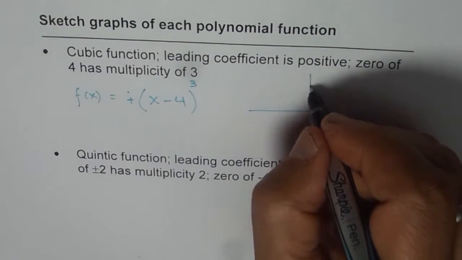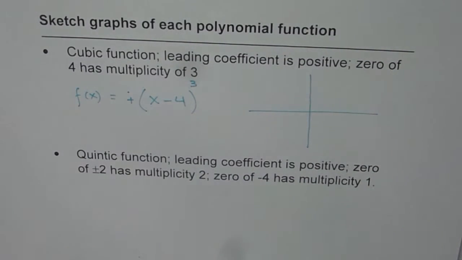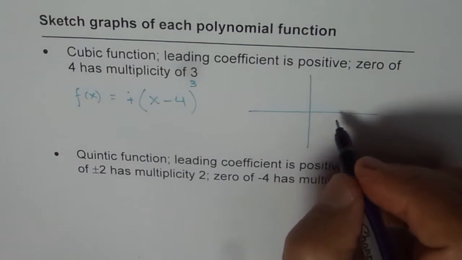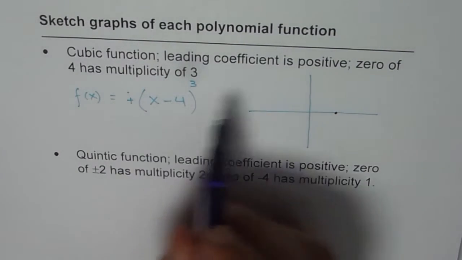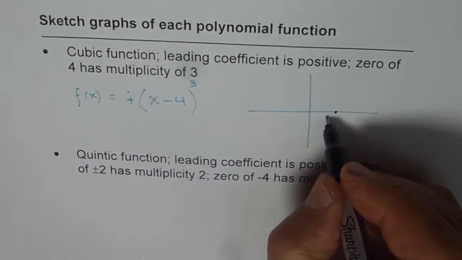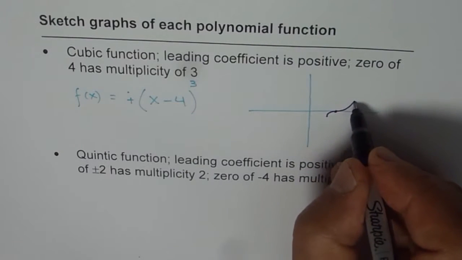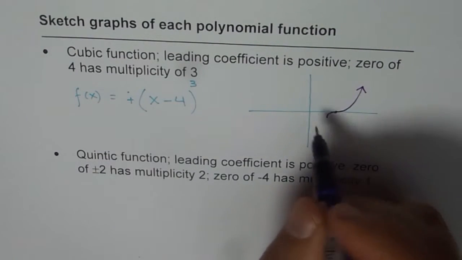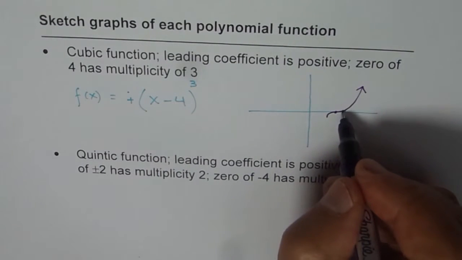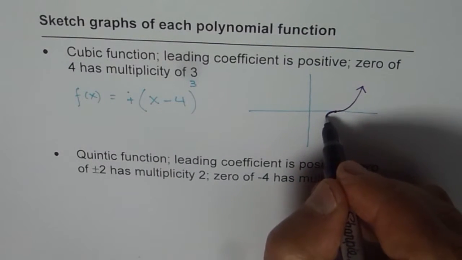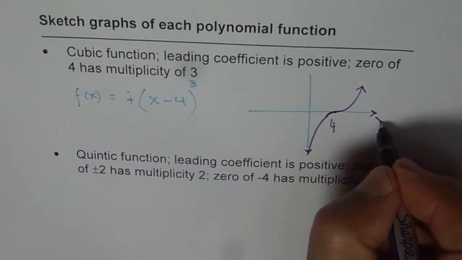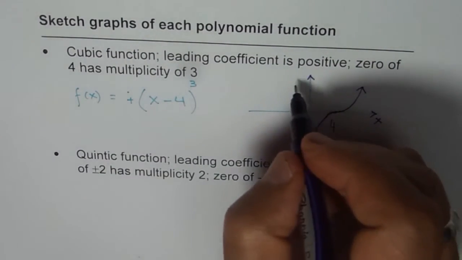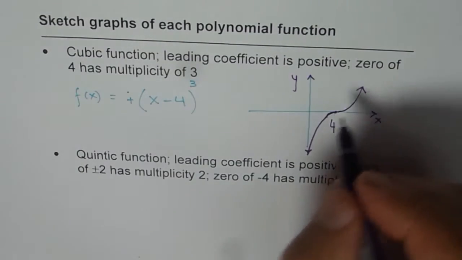So what we can do is, let's draw this, and let us say this point is 4 for us. At this point 4, we have multiplicity of 3. That means it is a cubic curve which goes kind of like this. So we can sketch. Leading coefficient is positive, so right side is up, right? So that is how the graph of this function should be. Correct? And this point is 4 for us. So remember, when you say leading coefficient is positive, it means right side up.